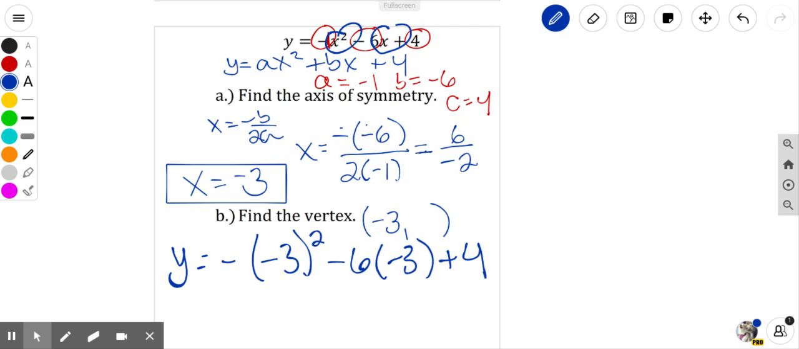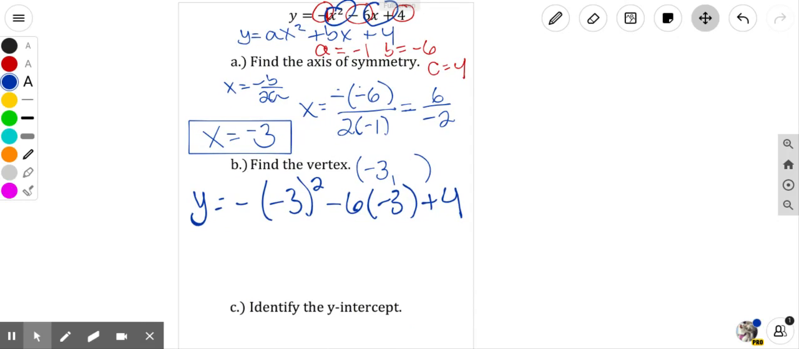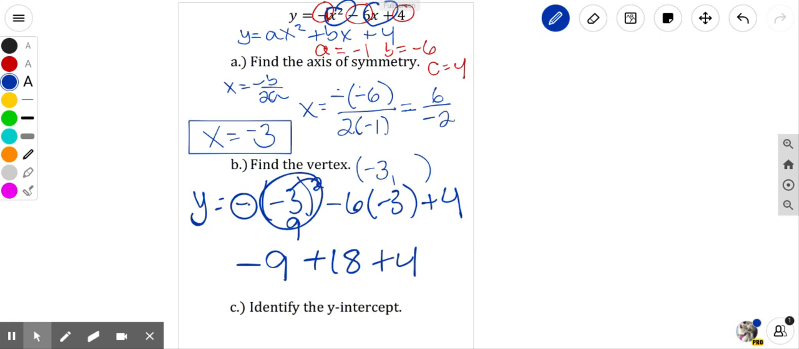So now I'm going to do exponents first. So negative 3 squared is 9, positive 9. But then there's this negative out in the front. So it does still end up being negative 9. And then negative 6 times negative 3 is positive 18. And so now we have negative 9 plus 18 is 9, plus 4 is 13. So that means the vertex is negative 3, 13.